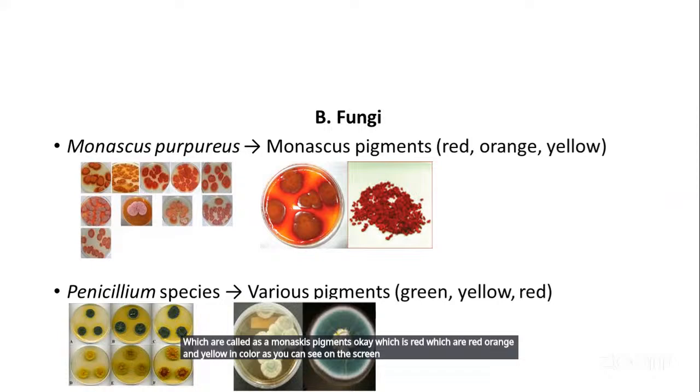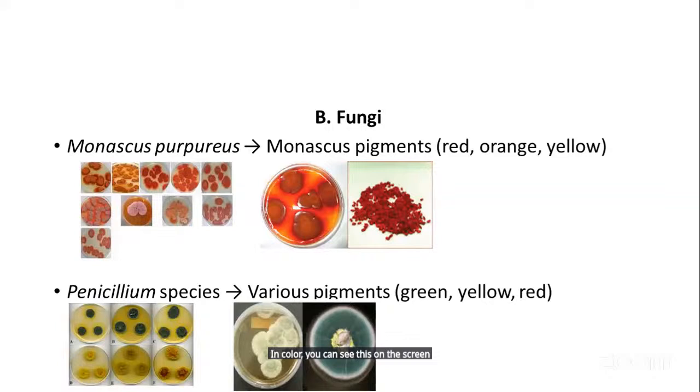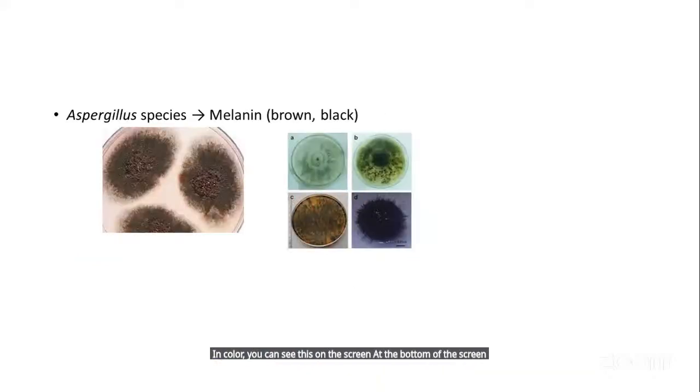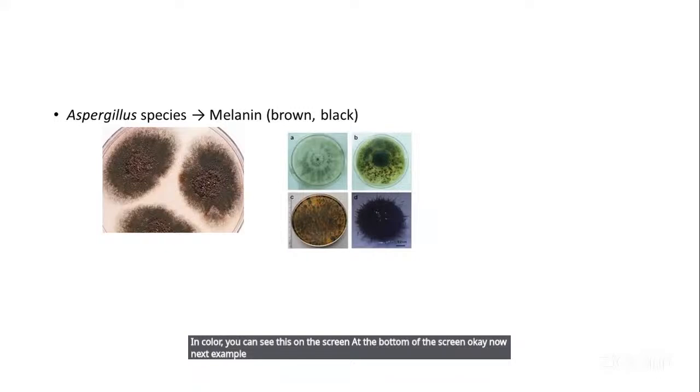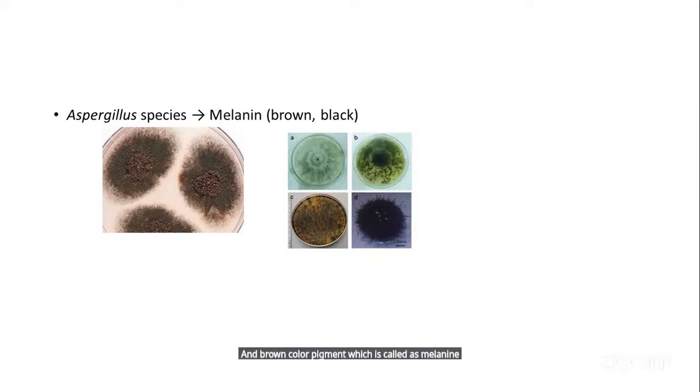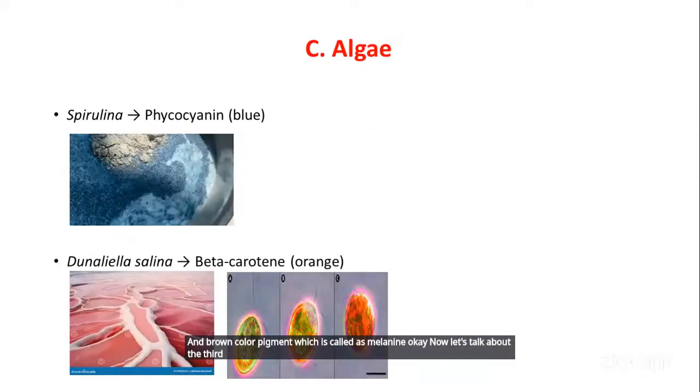The second example is Penicillium species. These produce many pigments which are green, yellow, and red in color. You can see this at the bottom of the screen. The next example of a fungus which produces pigment is Aspergillus species. We all know it produces a black and brown pigment called melanin.